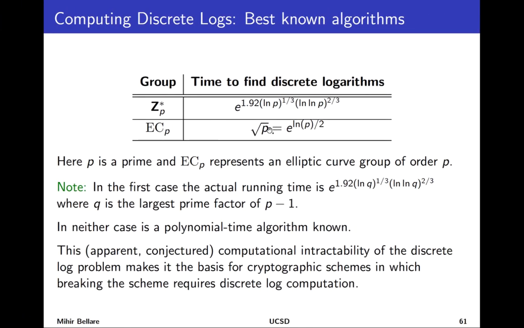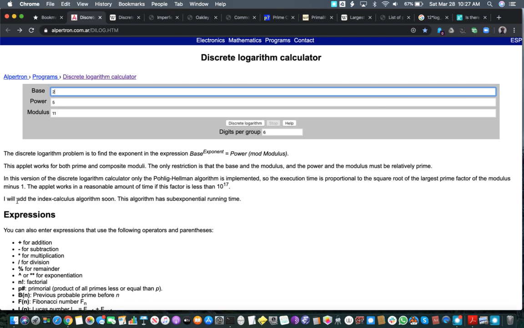It actually has this type of running time, even though it's working in these groups, and they do exist fast algorithms. And the person said they'll add them later, actually. But then it says that this applet works in a reasonable number of times if this factor is less than 10 to the 17. Okay, well that's not a very large number. So in fact, how much is 10 to the 17? Maybe a few tens of bits. That's about it. And we are thinking about numbers that are hundreds to thousands of bits. So you can see how these things are going to be too slow.